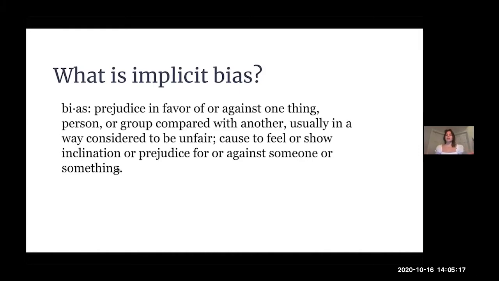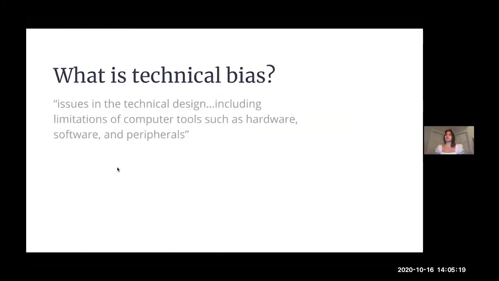I have a bias definition. I'm going to skip over it. I feel like we hit what we needed to hit. So today I'm going to be narrowing in a little bit more from that broad idea of implicit bias and bias that we have to, as a software engineer, we have technical bias. So what is that? How do we interact with it? How can we solve for it? All that jazz. So technical bias is issues in technical design. So it's hardware limitations, software limitations, and then peripherals.